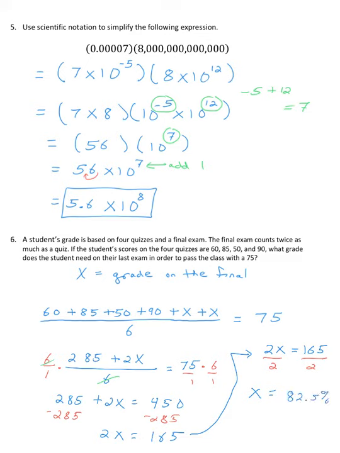82.5%. This is the grade the student needs to get on their final exam in order to get exactly a 75 in the class. And therefore, anything that they do better on the final will only increase their average, which is why I left this as an equal sign instead of a, let's say, greater than or equal to. And that is it for this problem.